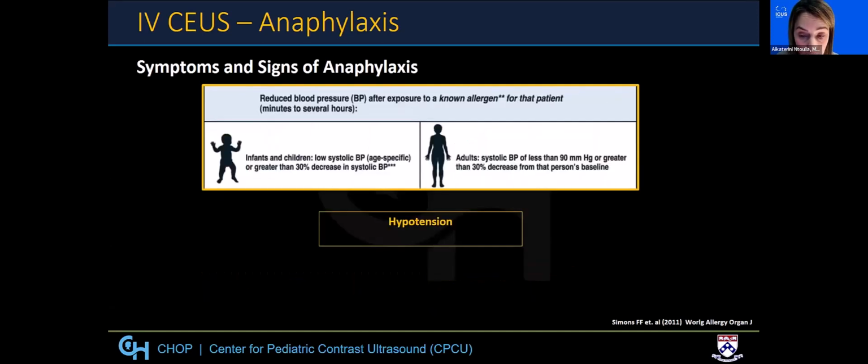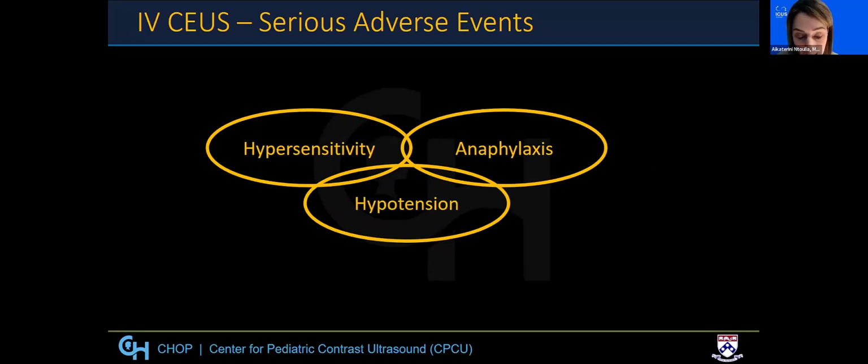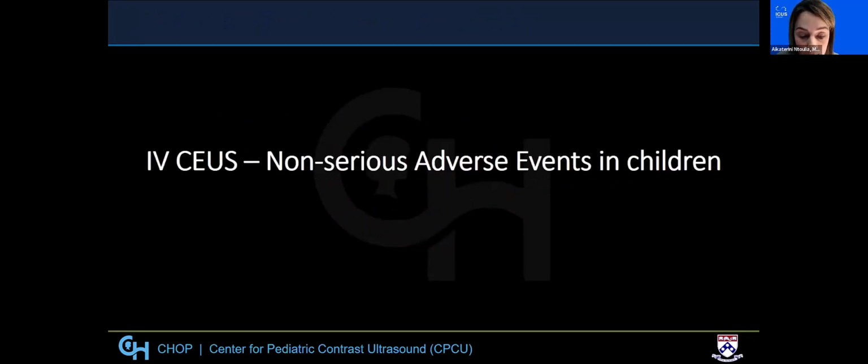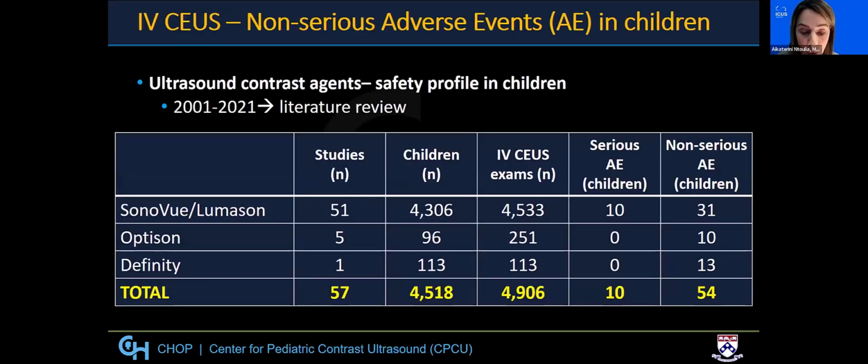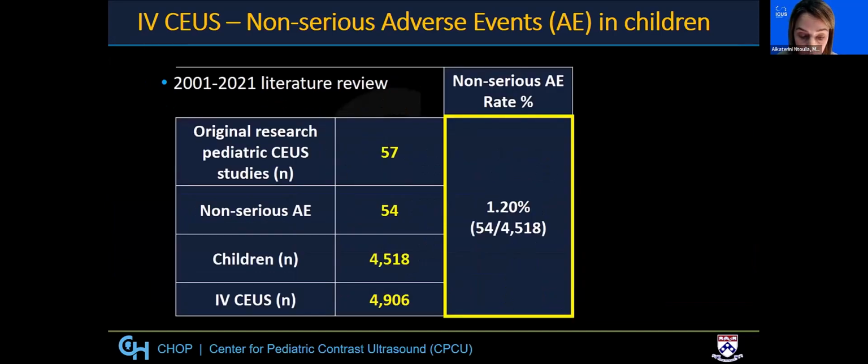In infants and children, anaphylaxis can present as episode of severe hypotension. Therefore, the 3 types of serious adverse events described in pediatric literature, hypersensitivity, anaphylaxis, and hypotension, are all part of the same spectrum of anaphylactic reactions. Regarding the non-serious adverse events from the intravenous use of contrast agents, these were reported in 54 children and occurred with all 3 contrast agents. Thus, the overall incidence of non-serious adverse events reported in pediatric literature is 1.2%.